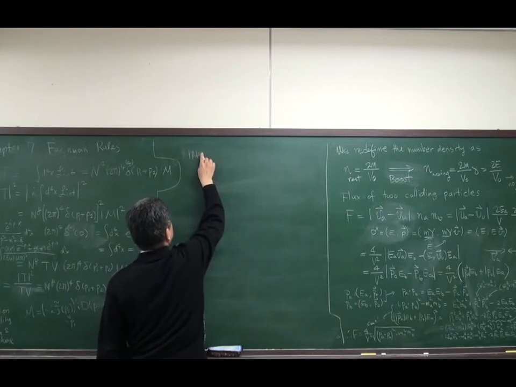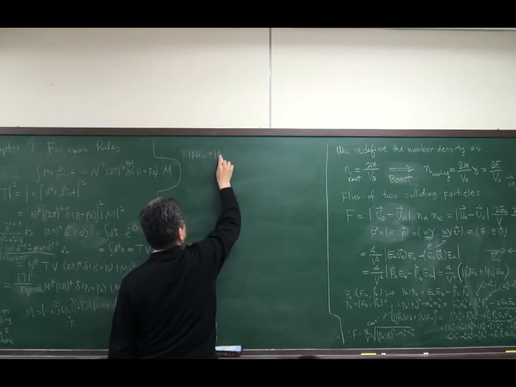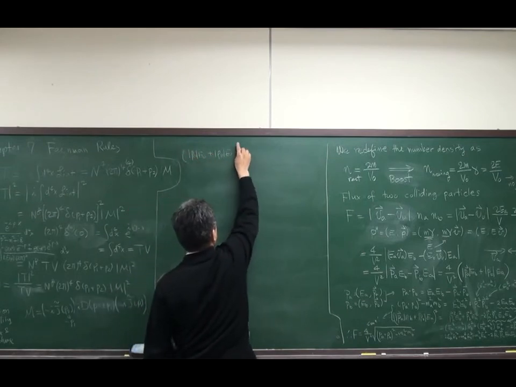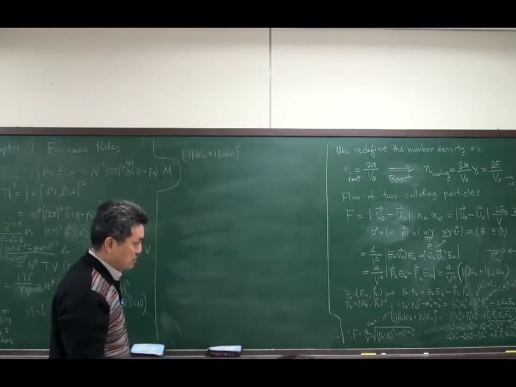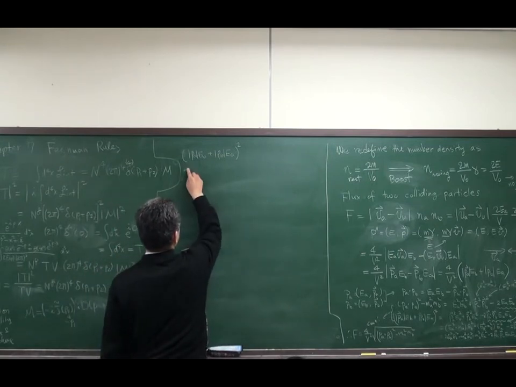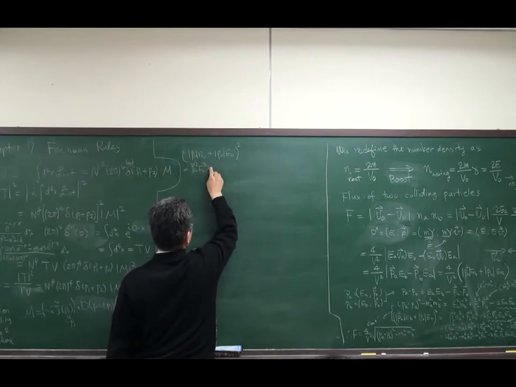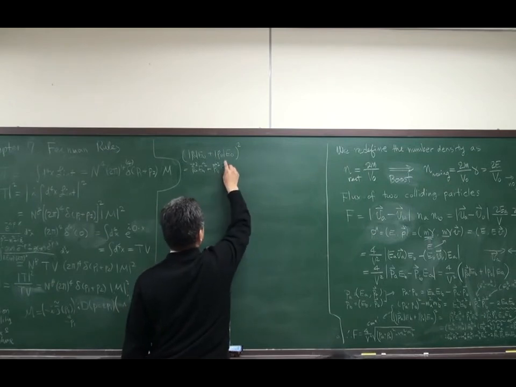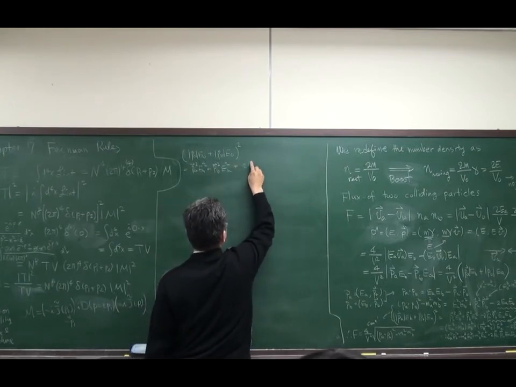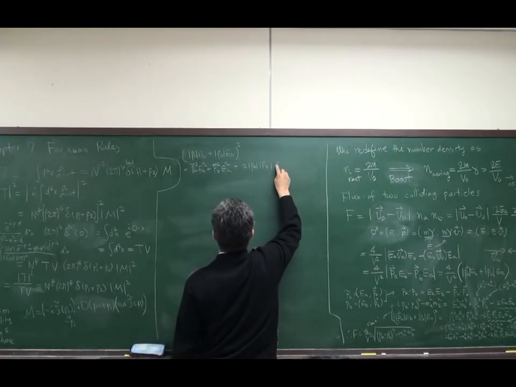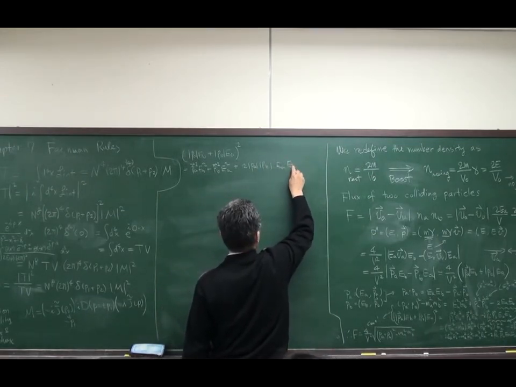PA EB plus PB EA, squared. It is not easy to compute directly, but let me just square this. Then PA vector squared EB squared plus PB vector squared EA squared plus 2 times PA PB EA EB. Right?